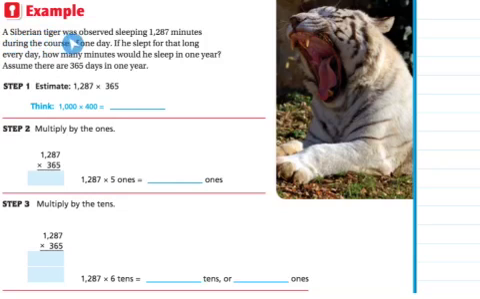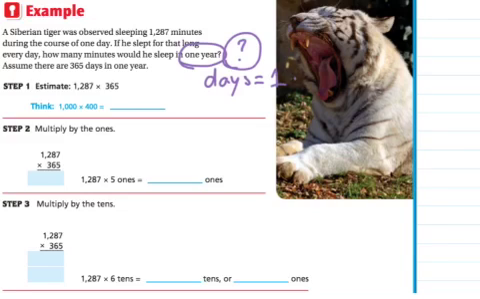It says the Siberian tiger was observed sleeping 1,287 minutes during the course of one day. If he slept for that long every day, how many minutes would he sleep in 1 year? So what I'm going to do is circle 1 year, because I don't remember how many days are in 1 year. However, that's really important to me, because if we know what he sleeps in 1 day, we can figure out how many he sleeps in all of the days. So I'm going to erase this. This should have said 1 year, students, so I apologize for that. It's kind of funny that the year's in his mouth.